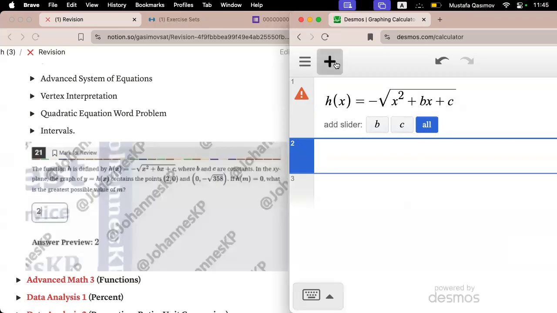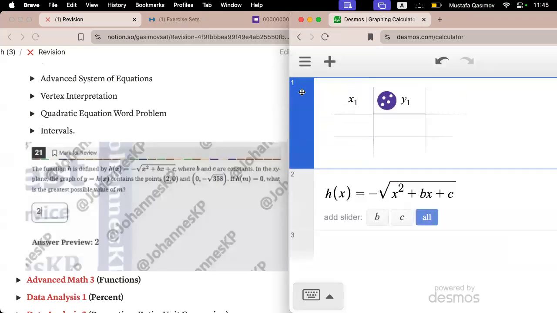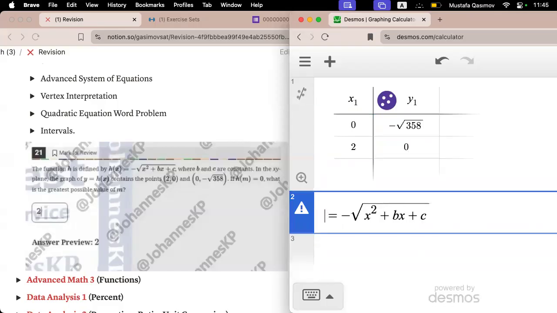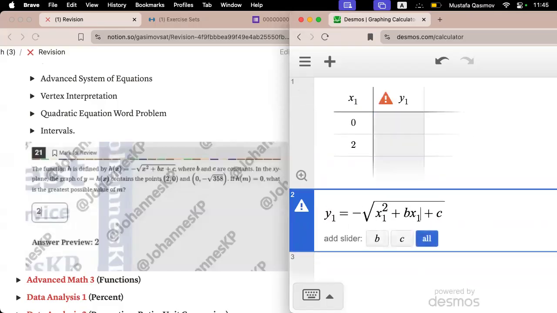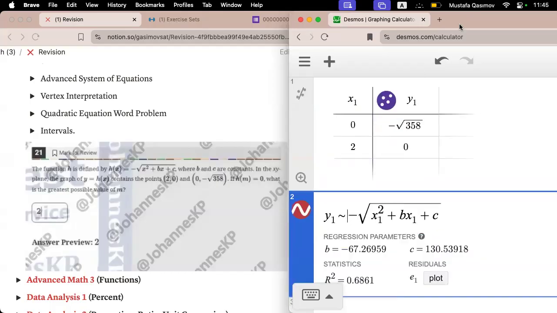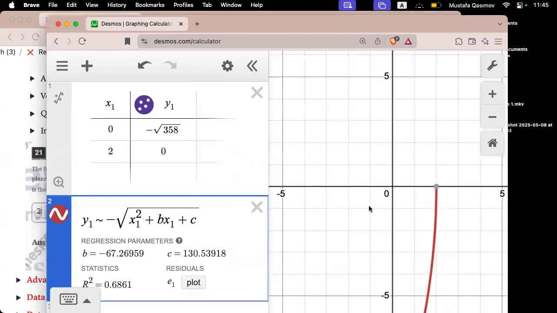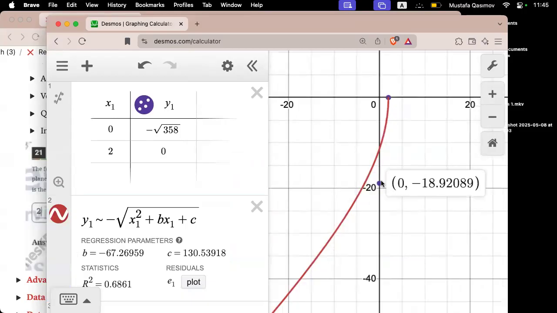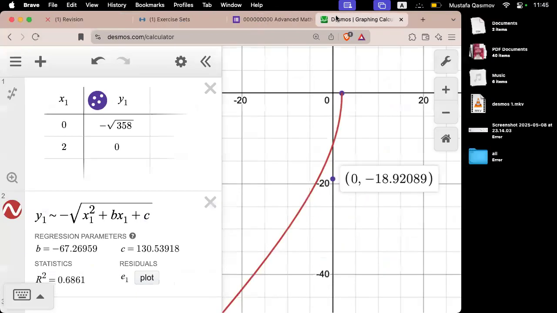We have 2 points here, but unfortunately we cannot use a table here because when we are using a table, it will be 0 and negative 2 and 0. Then if you want, you can write here y1, x1 and x1. Then you can find the value of b and c. But it's not correct, unfortunately, because you can see it doesn't pass through our first point. That's why you can do it like that.